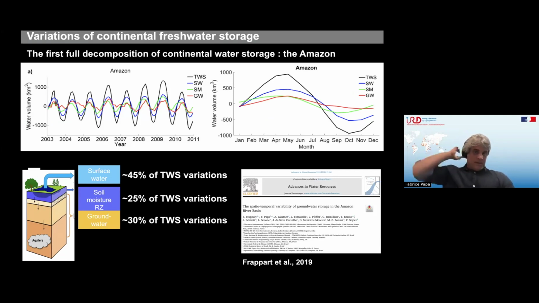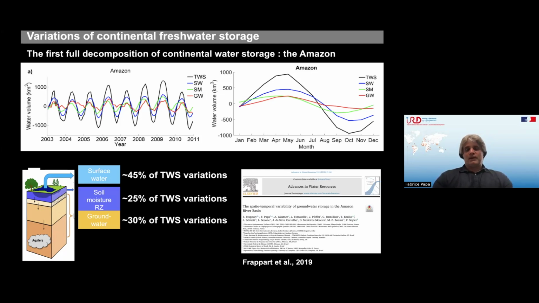So in black on the top left figure is the total water storage variation. In blue is our estimate of surface water. In green is the one from soil moisture. For this figure, it's a combination of several models, mainly WGHM, ISBA, and another one that I don't recall now. And then we can extract, in red, the groundwater month-to-month variation over the Amazon.